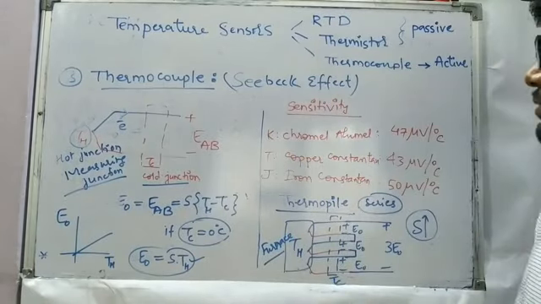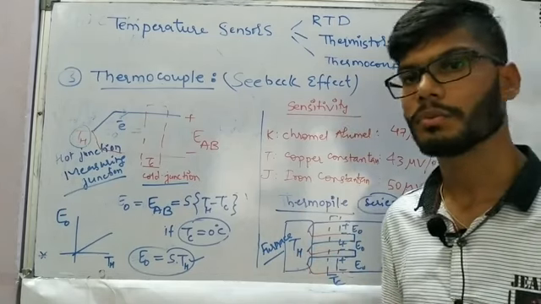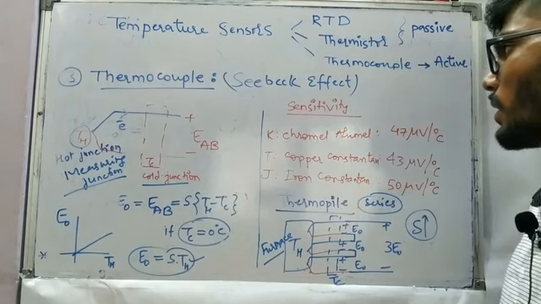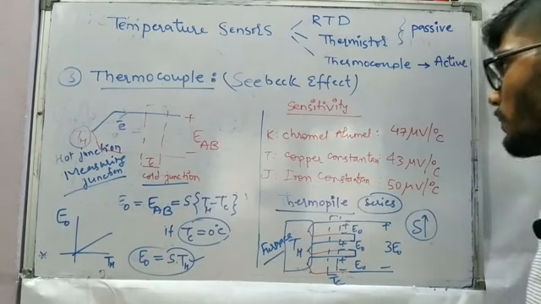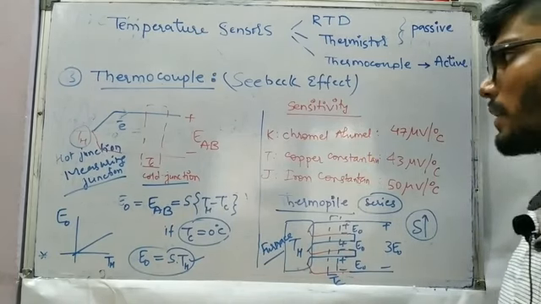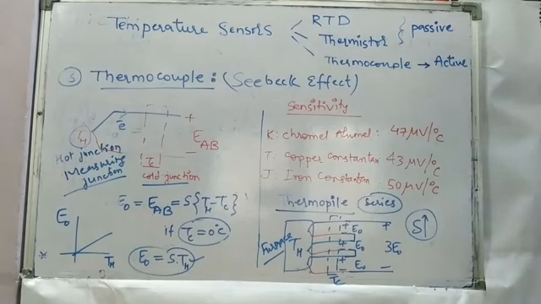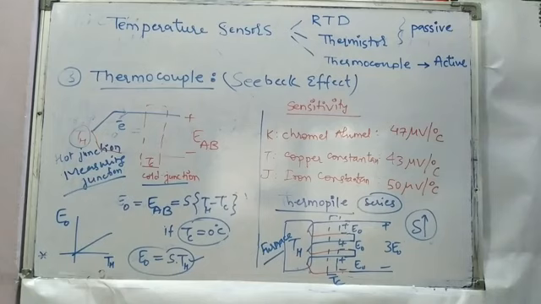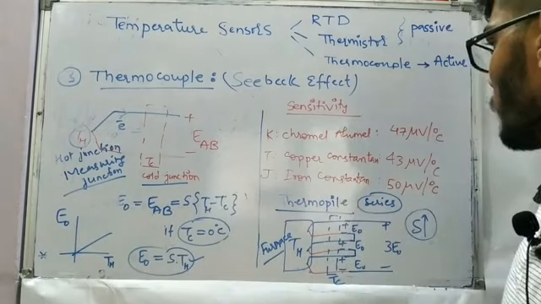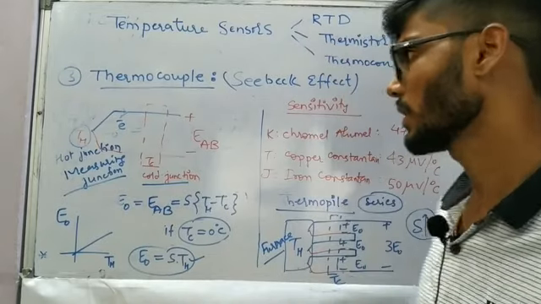We also need to keep in mind that the sensitivity is going to change with respect to the metals which we make use of. If we use chromel and alumel, the type of thermocouple is K, and the sensitivity will be 47 microvolt per degree centigrade. In T type, copper and constantan are used, and the sensitivity will be 43 microvolt per degree centigrade. Whereas in the case of J type, iron and constantan, the sensitivity will be 50 microvolt per degree centigrade. By seeing the values, we can see that the sensitivity is in microvolts per unit change in temperature.